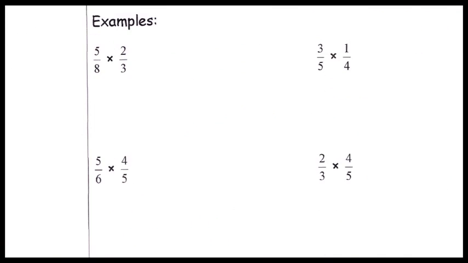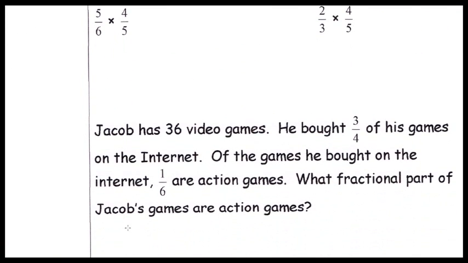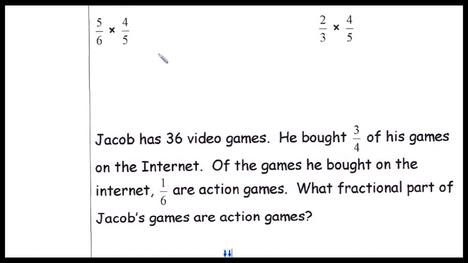Okay, let's get to a little bit more complicated ones. Let's look at this one, for example. 5 times 4 is going to give me 20, and 6 times 5 is going to give me 30. Now both of these end in a 0, which means I can simplify by dividing each one of these by 10. If I divide the numerator by 10, 20 divided by 10 is 2, and 30 divided by 10 is 3.